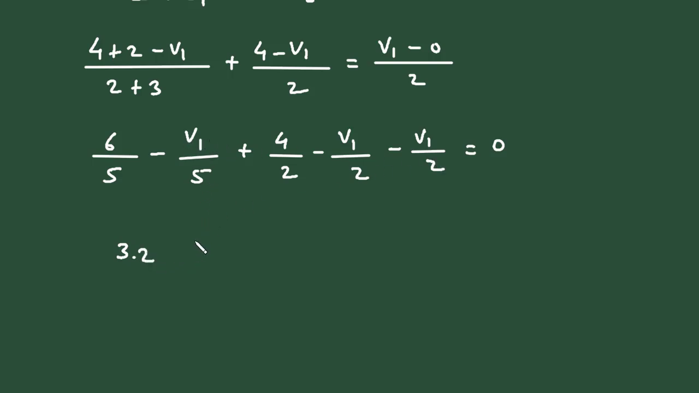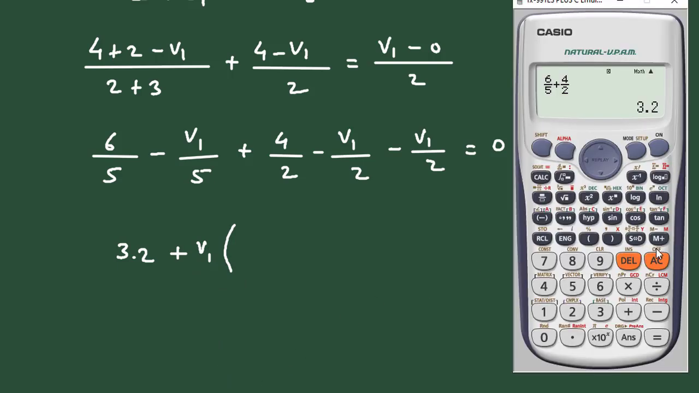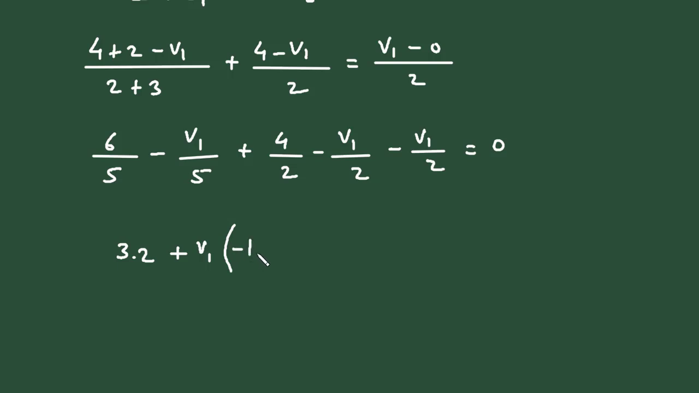And now this V1. Let's take V1 as common. So we will take plus V1 here and in the bracket this will be minus 1 by 5, then minus 1 by 2, then minus 1 by 2 again. So minus 1 by 5, minus 1 by 2, and again minus 1 by 2. So it is minus 1.2.